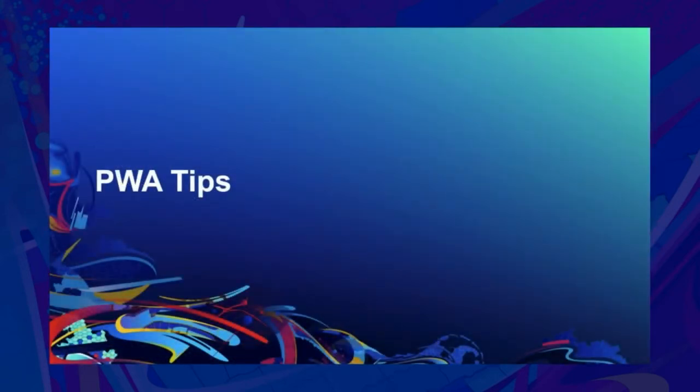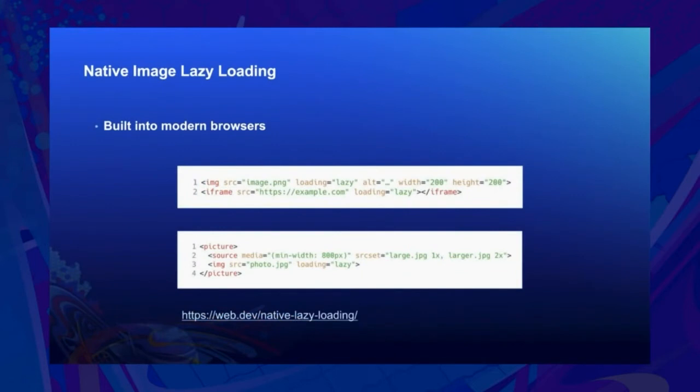So some PWA tips. Native image lazy loading. So this is built into modern browsers. You could say it's a somewhat newer feature in the browser, I'd probably say the past few years or so, but basically you can put an attribute on the image as well as iframes called loading and set it to lazy. So loading equals lazy. And what this essentially is going to do is that the image or the iframe won't load until it is in view of the browser, right? So it's going to save loading those assets till you need them. And in the case of iframes, this could be pretty critical if you have an entire website embedded into your application, for example.